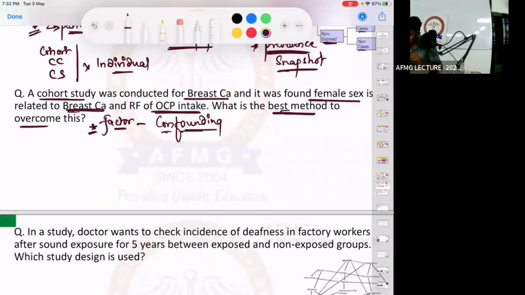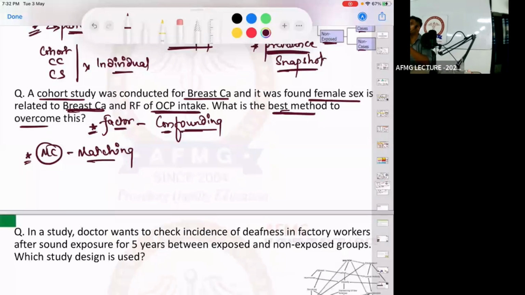Okay. Please remember: the factor related to disease and outcome, where the disease is the outcome and the risk factor is the exposure, is confounding. And what is the most common method to overcome confounding? All of these are one-liners. It is matching. The most common method to overcome confounding is matching.